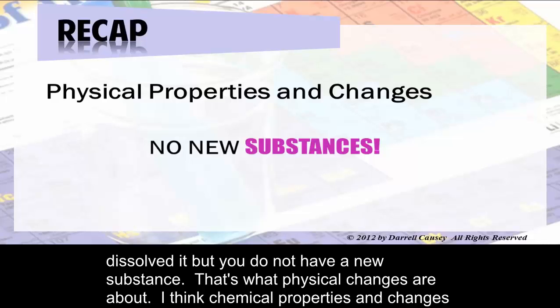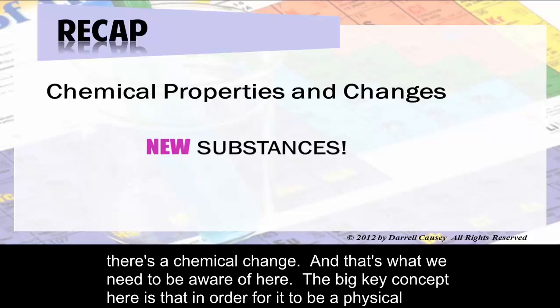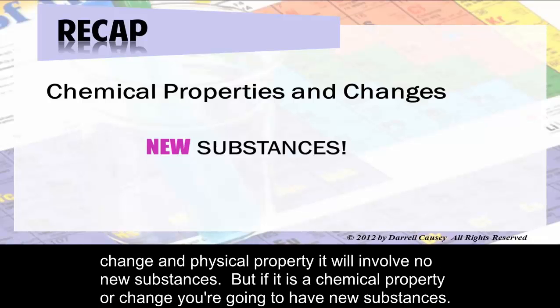And then chemical properties and changes give you a new substance. You take hydrogen and oxygen, react them together, kaboom, you get water. Okay? That's a chemical property, that's a chemical change. And that's what we need to be aware of here. The big key concept here is that in order for it to be a physical change and physical property, it will involve no new substances. But if it is a chemical property or change, you're going to have new substances.